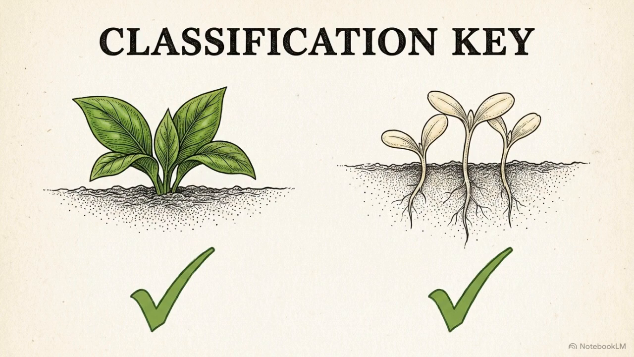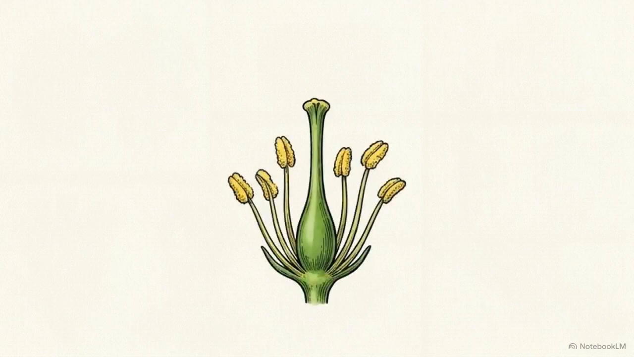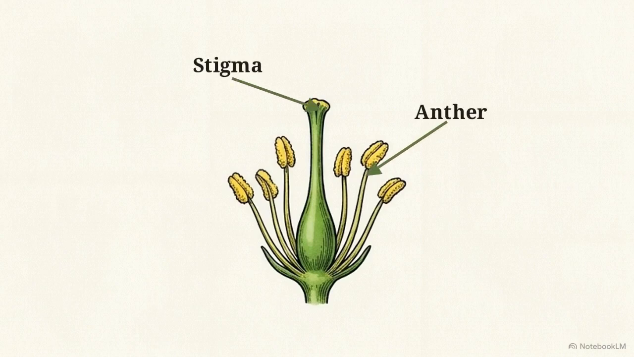To understand how that seed was made in the first place, we step back to the flower. This cross-section shows the mechanics of pollination, the necessary journey of pollen from the flower's male part, the anther, to its female part, the stigma.